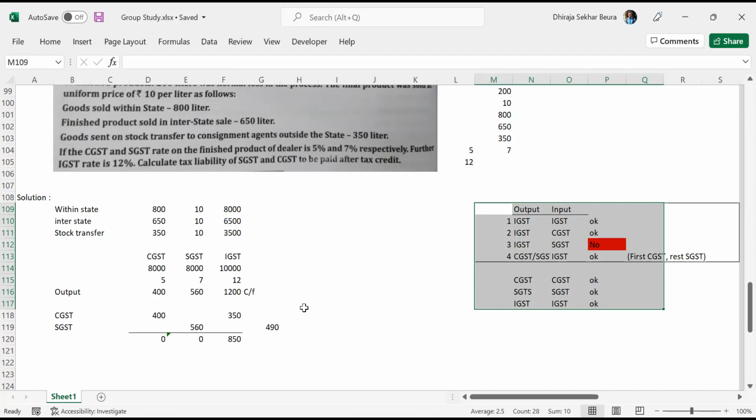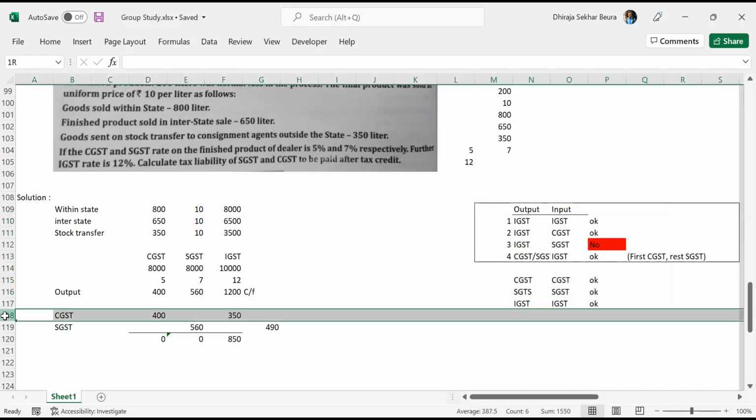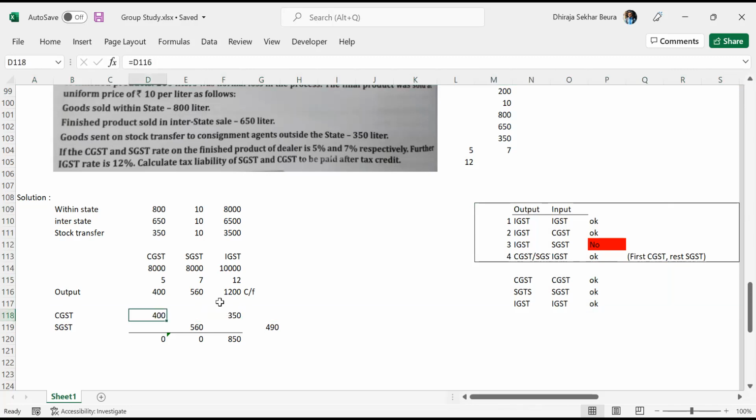Yes. So Dheeraj, one quick check. I see row number 118. We had part 350 against CGST. No, CGST 350 is against IGST. Okay, but on the left-hand side it is showing CGST, right? Yes, this is CGST credit. These are liabilities. Okay, output liability. Could you please explain this once again?